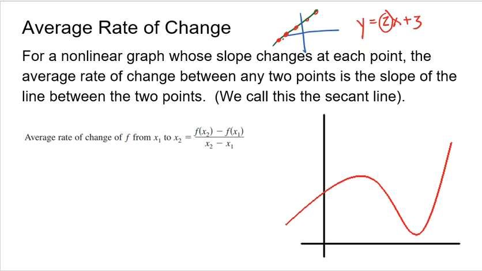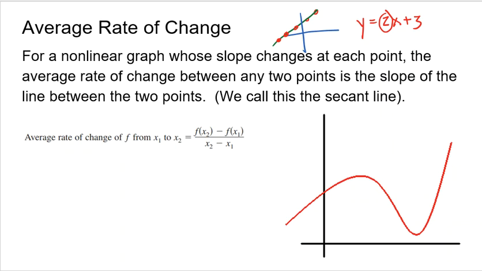So it doesn't matter what 2 points you're talking about. It doesn't even matter what 1 point you're talking about. The rate of change, the slope, is always going to be 2. So for linear graphs, the rate of change is always the same. It's whatever the slope of the line is, so it's pretty boring. So we're talking about nonlinear graphs that have a slope that changes at each point.